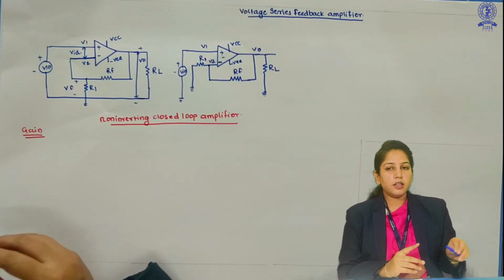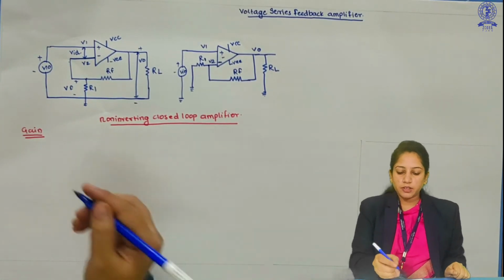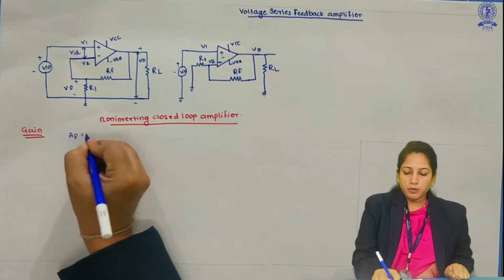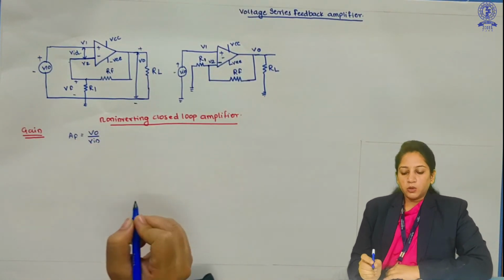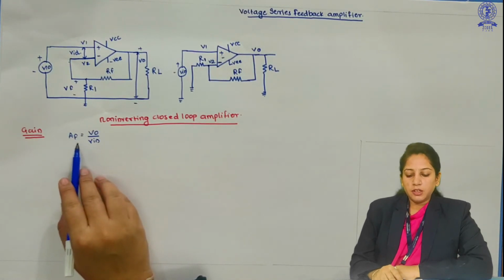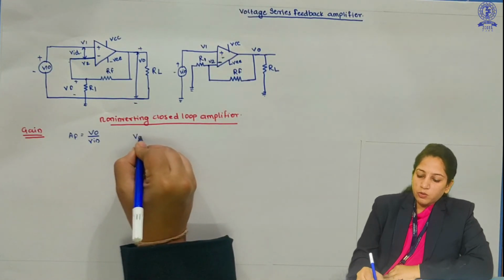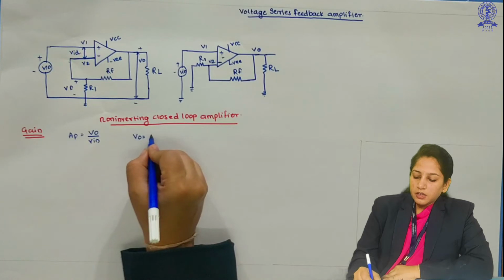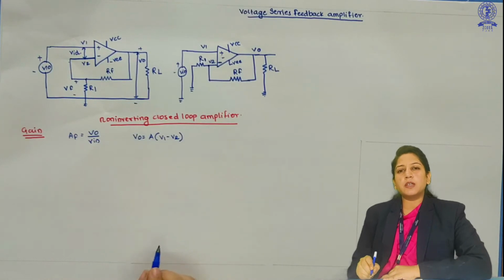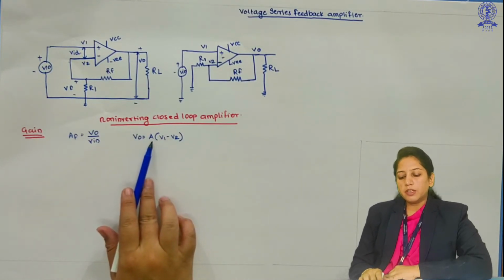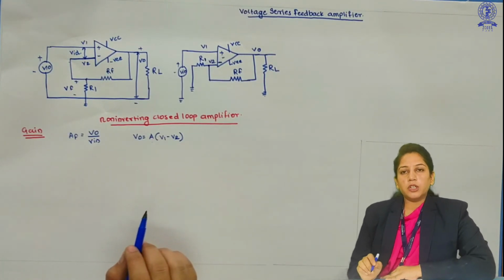As we know, as this is a closed loop configuration, I will derive the gain of the amplifier as AF, which is equal to the output voltage V0 upon V in. This is a common gain formula, the output voltage to the input voltage. Now in this circuit, V0 is given as the gain into V1 minus V2. This is a very basic formula: the differential voltage is multiplied with the gain and then we get an output. Now we will derive what V1 and V2 are here.